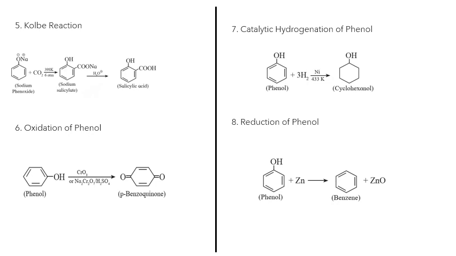Next reaction, that is reduction of phenol. Phenol is reduced to benzene on heating with zinc dust. Thus, C6H5OH plus Zn gives benzene plus ZnO.